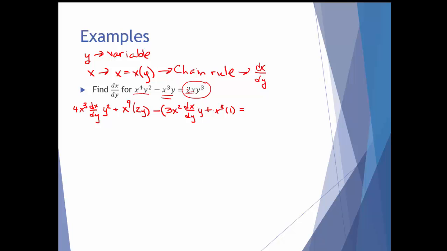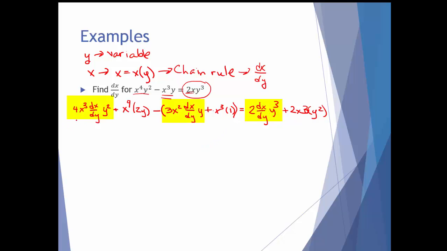So the derivative of 2x with respect to y is 2 dx dy times y cubed plus 2x times the derivative of y cubed with respect to y, which is 3 times y squared. So once we have all of that figured out, we can go ahead and just go about our business as usual. We need to solve this for dx dy. There are 3 of them in this equation.